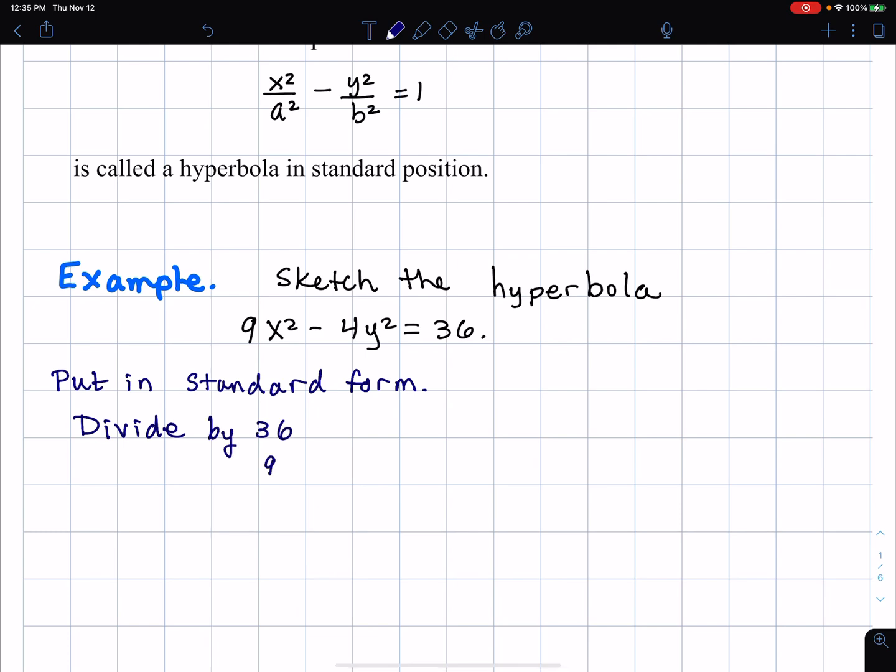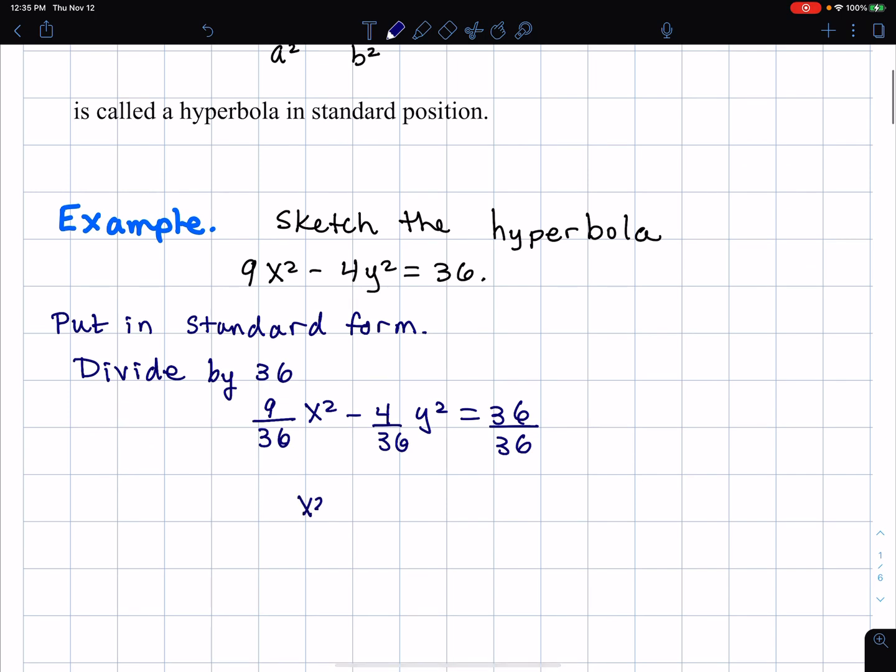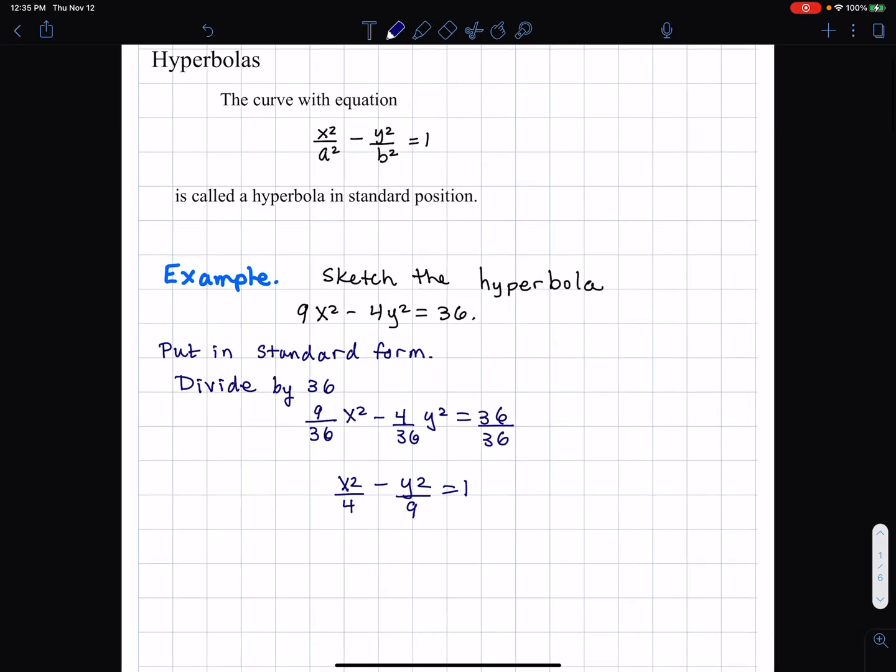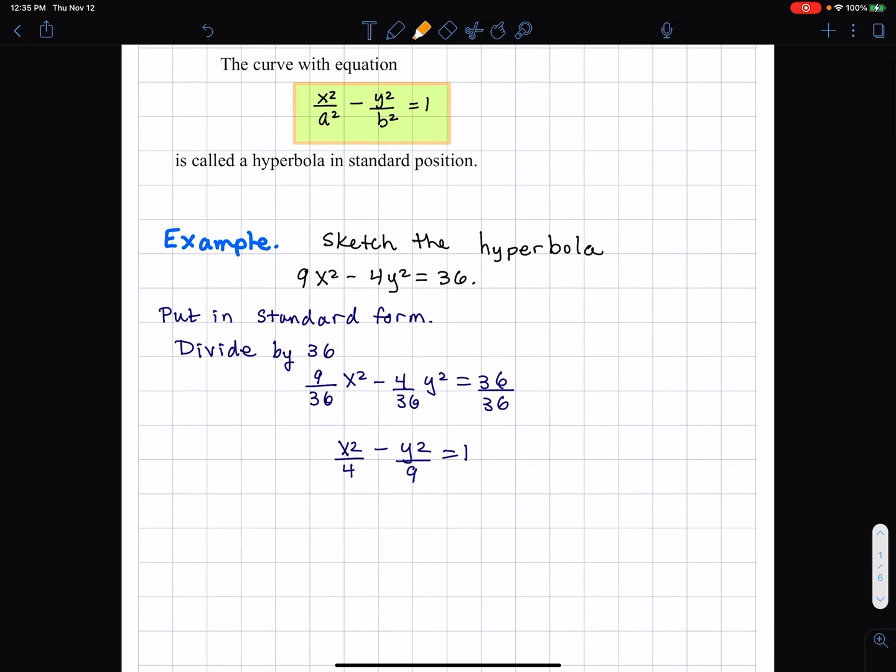The first thing I'm going to do is divide everything by 36. Why 36? Because that's what's on the right-hand side of the equation we're given. When I divide by 36, I get 1 on the right-hand side, and that takes me towards this standard position form. To get it exactly in that form, I'll have x squared over 2 squared minus y squared over 3 squared equals 1.